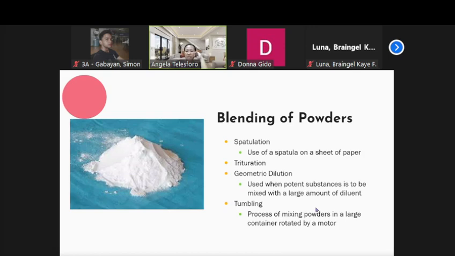Then tumbling. Tumbling is a process of mixing powders in a large container by the use of a motor. We use tumbling in manufacturing, where we blend. The machines there are big, and there are different machines, if you will be assigned there. We make many kilos of, for example, paracetamol, millions of tablets of paracetamol, so you mix them together. There is a blender for that process, like V-blenders, depending on what is needed.